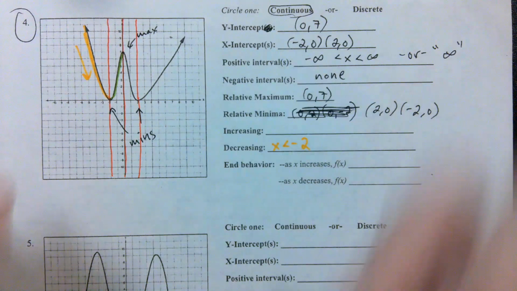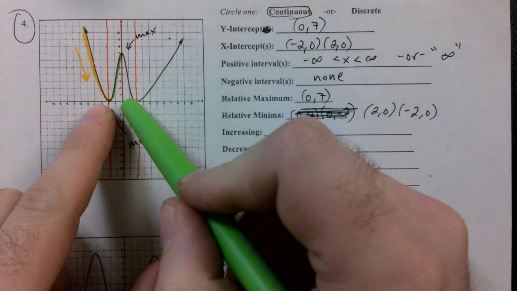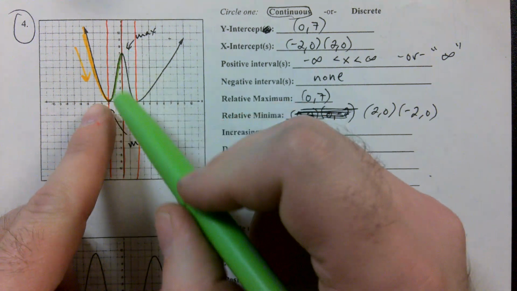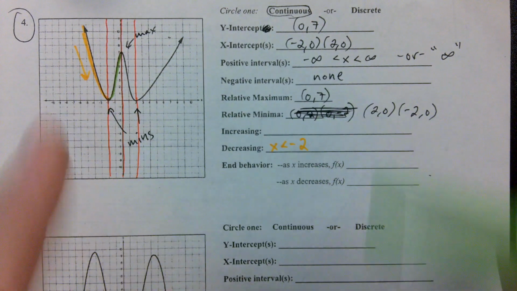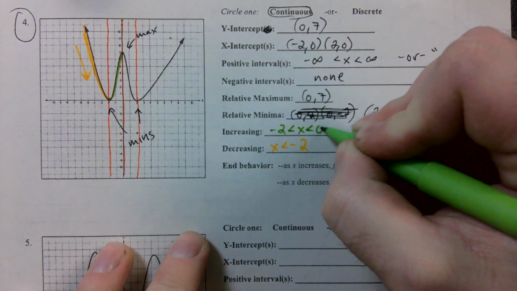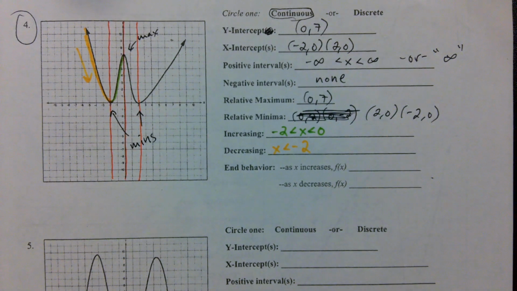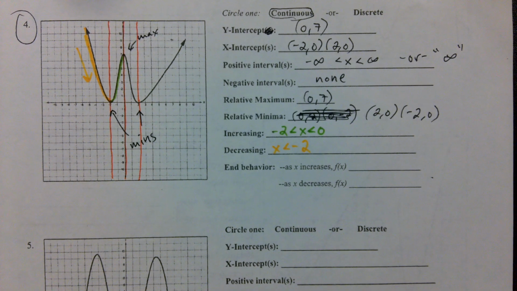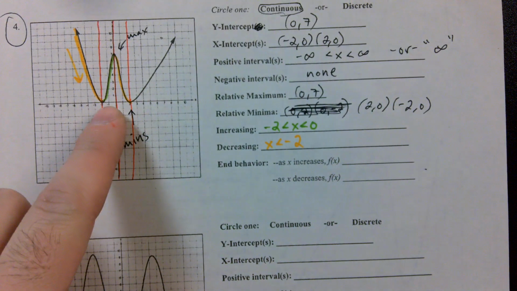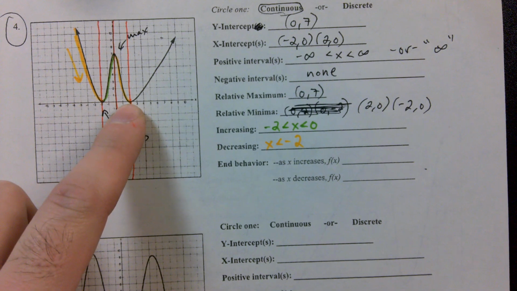Now I'm doing what? Increasing, of course. From where to where? -2 to 0, right? When we hit that max. So I'm increasing in between -2 and 0. I hit my relative maximum and change directions, which means I'm now doing what? Decreasing again. In between what two numbers? 0 and 2.